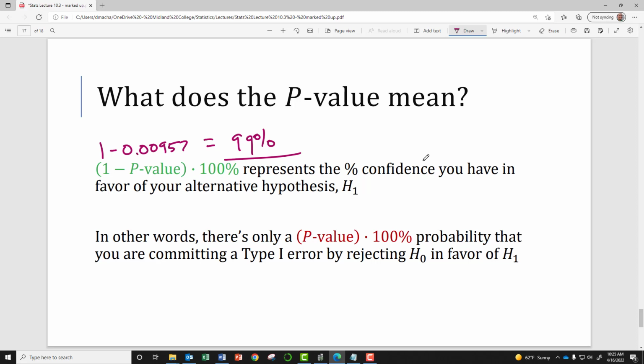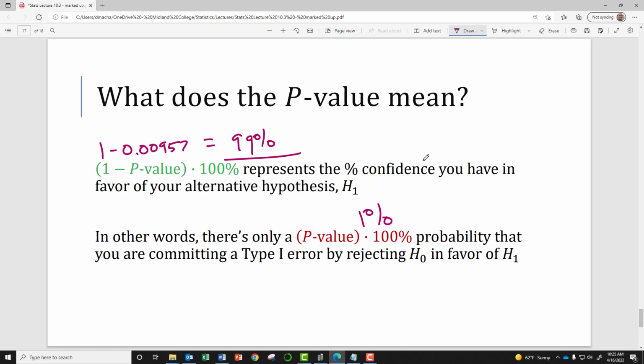In other words, that means there's only really like a 1% probability that I would be committing a type 1 error by rejecting the null hypothesis. And so I would actually feel pretty confident telling people about my alternative hypothesis or concluding in favor of my alternative hypothesis because there's only a 1% chance that I would be wrong. That's why I say I have 99% confidence.